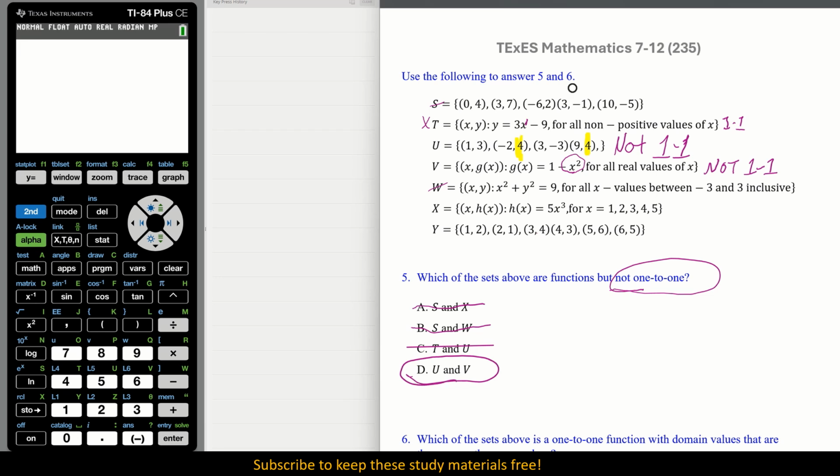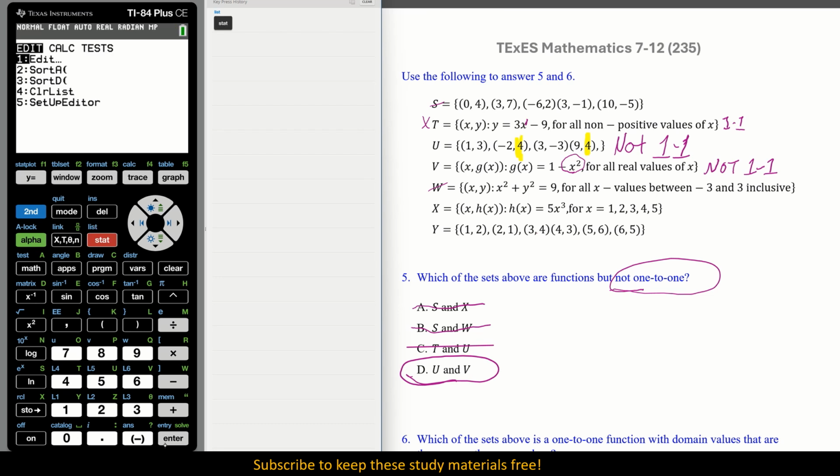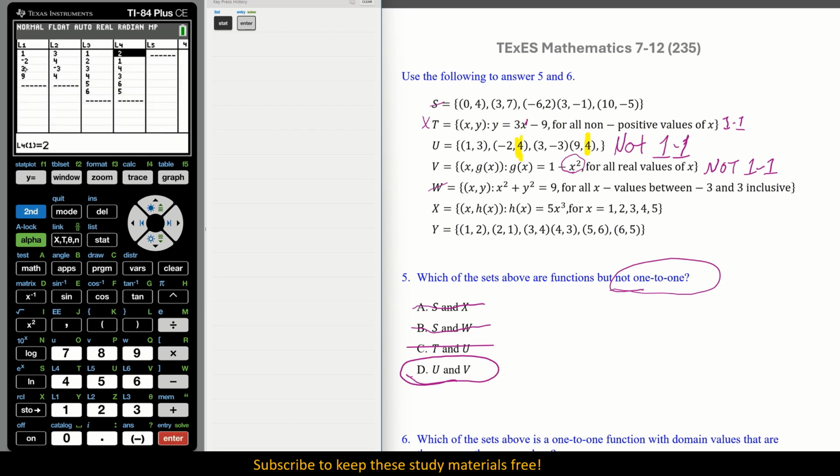But let's go ahead and do something. I want to graph U and take a look at U. Okay, so first, let's go to Stat and Edit. I want you to notice that I have already set up in L1 and L2 the points in U. So let's double check. We have 1, 3, yes, -2, 4, yes, and 3, -3, and 9, 4.